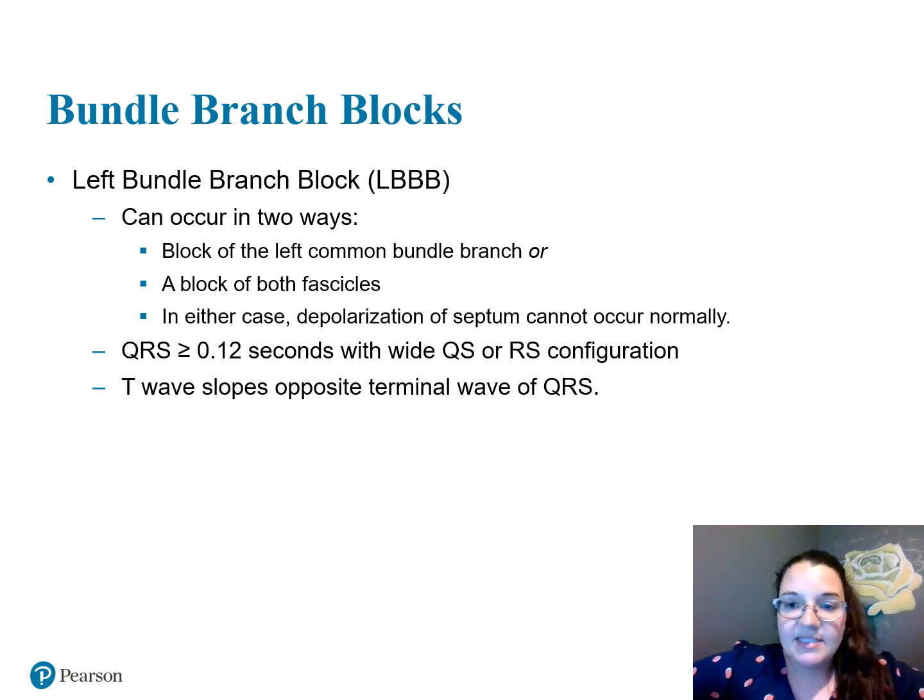We'll get through this and we'll stop for a second. Your bundle branch blocks. The left bundle branch block can occur in two ways. Remember, my left bundle branch has two fascicles coming off of it. My right did not. It can occur in two ways: the block of the left common bundle branch or a block in your fascicles.